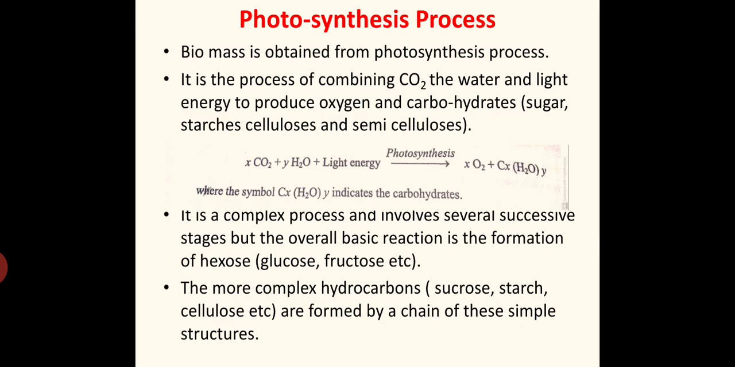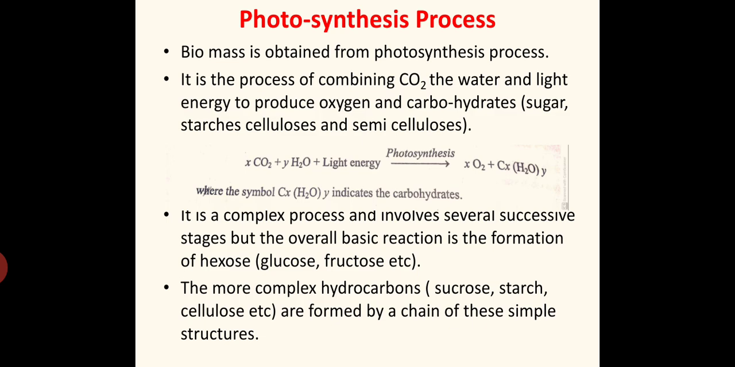Coming to the equation, the general equation is: x CO2 plus y H2O plus light energy gives x O2 plus CxH2Oy, where the symbol CxH2Oy indicates the carbohydrates, and y is the subscript. If it is glucose, then instead of x we will have 6, and instead of y we have again 6. So the carbohydrate is C6H(2 into y, that means 12)O6, that is C6H12O6, the chemical formula for glucose.